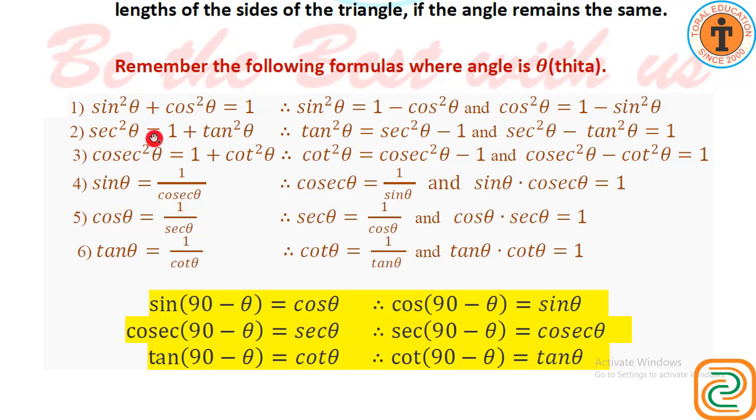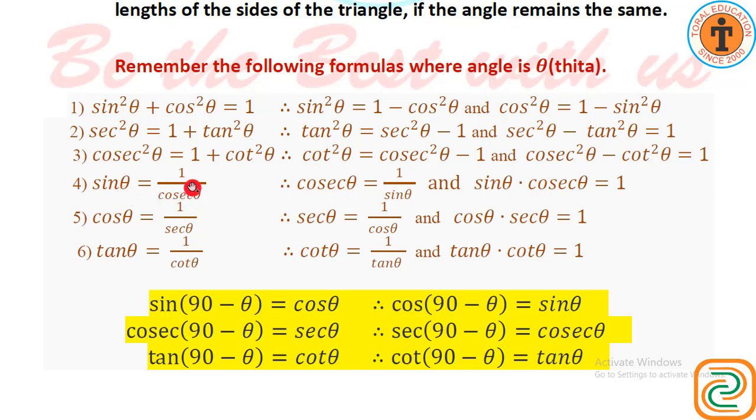Sec square theta equals 1 plus tan square theta. If we keep tan square on the left, then tan square theta equals sec square theta minus 1. The 1 will go to the left side. And similarly, sec square theta minus tan square theta equals 1. Cosec square theta equals 1 plus cot square theta, and cot square theta equals cosec square theta minus 1. And cosec square theta minus cot square theta equals 1.